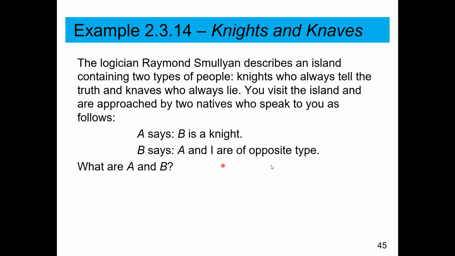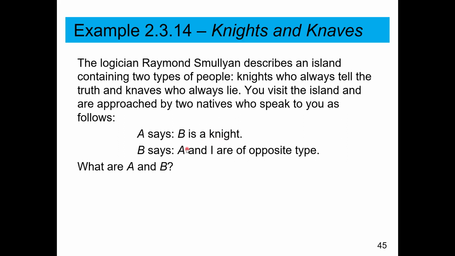If B is telling the truth, then A is also telling the truth. Because if B is telling the truth that they're opposite types, that means he's a knight, and that means A is lying. But that means that A, who said that B is a knight, is actually lying. So that means that B must be a knave. So B cannot be telling the truth. Boom. That's not true. Okay, so we now know that B must be lying.